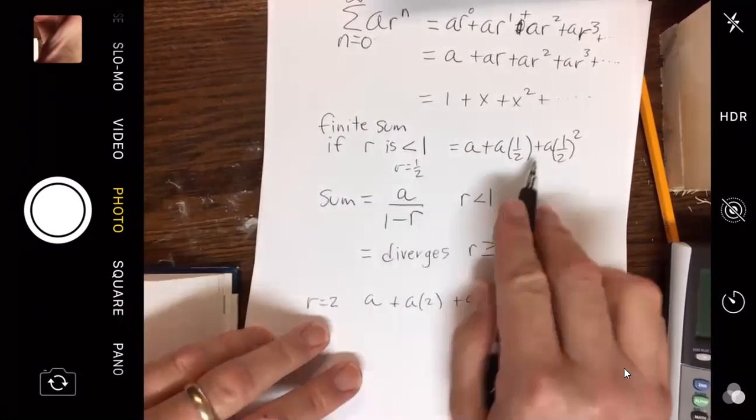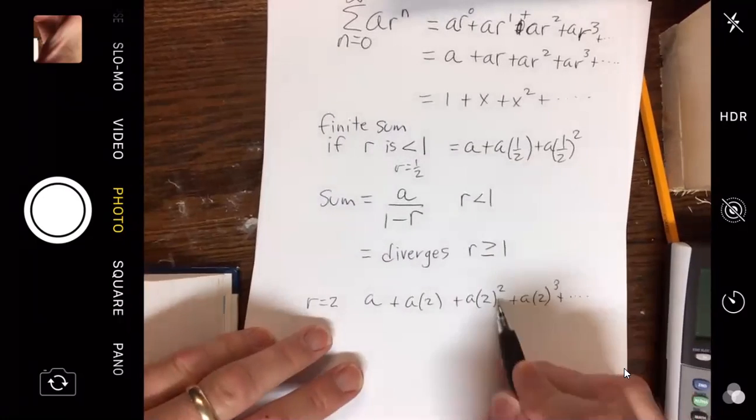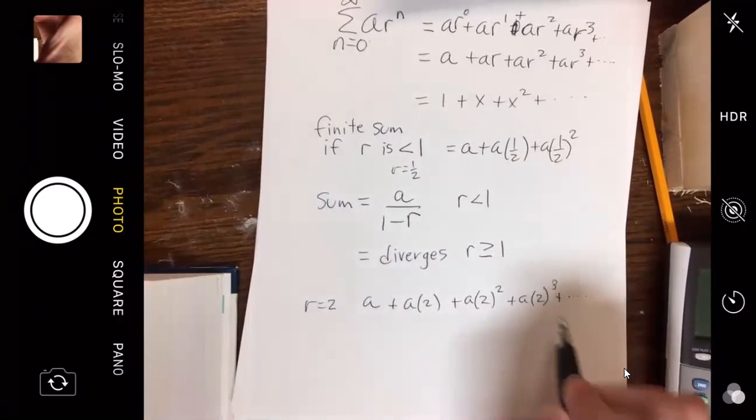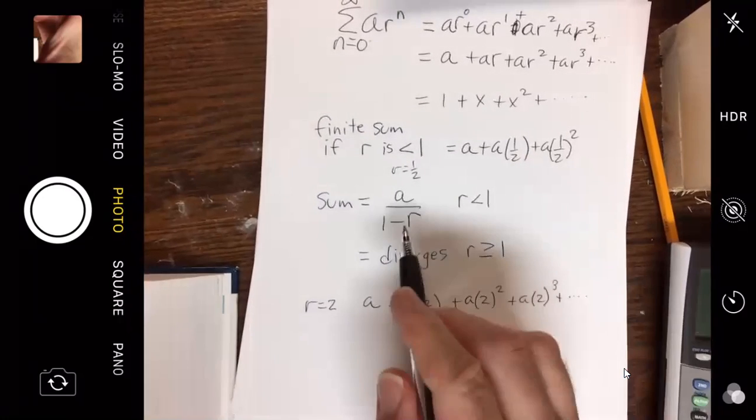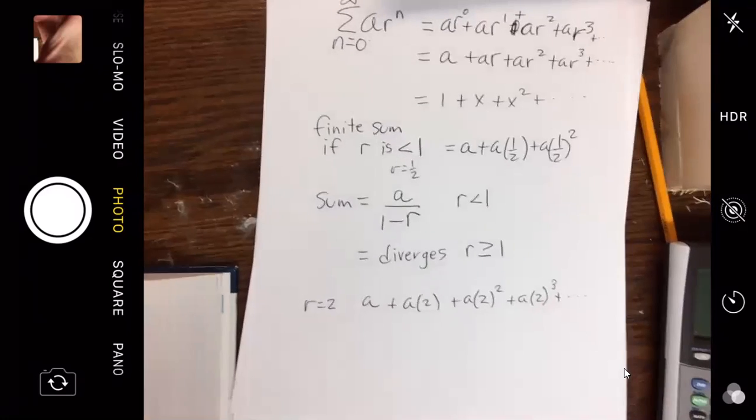But if you go with a fraction, you get smaller and smaller. When you square fractions, cube them, they get smaller and smaller and smaller. And it turns out it'll go to this sum.